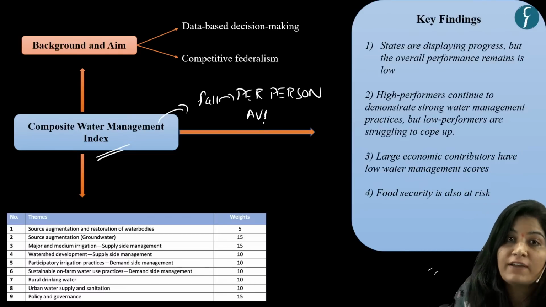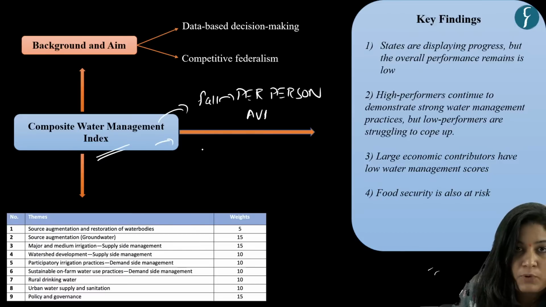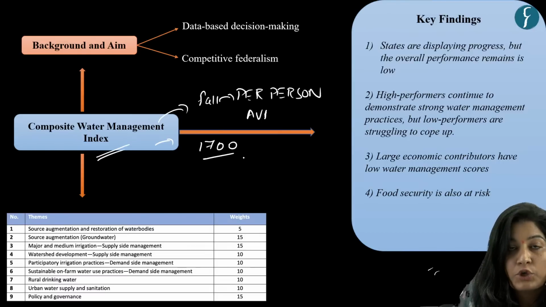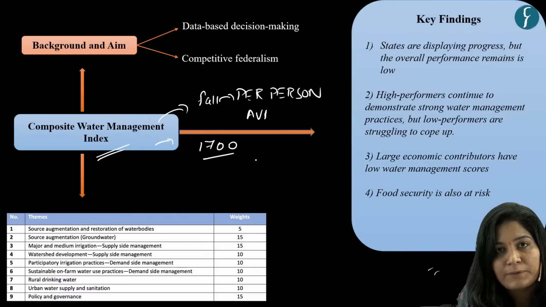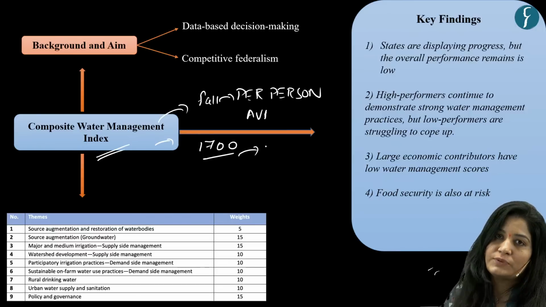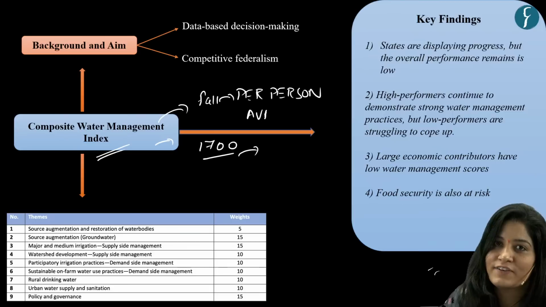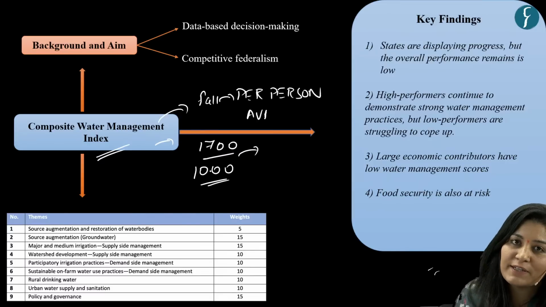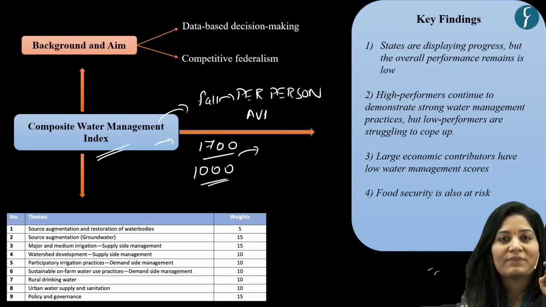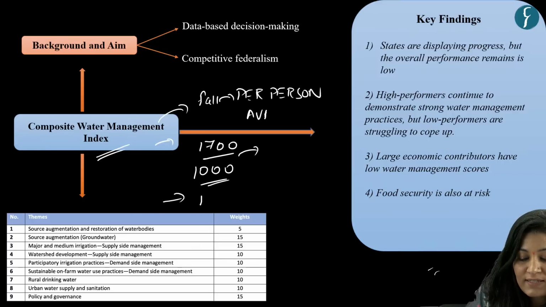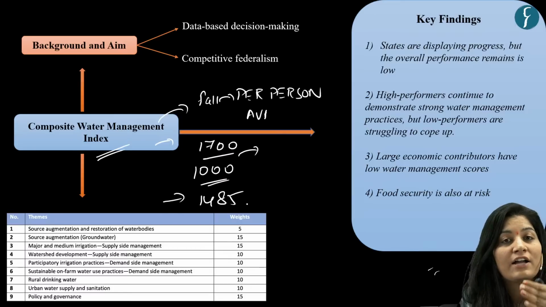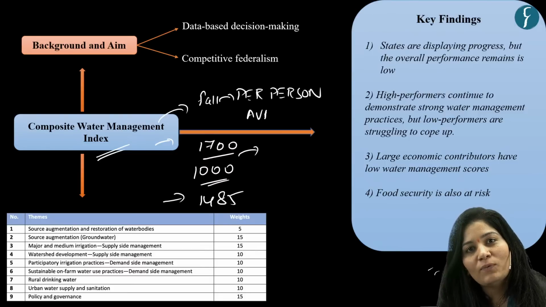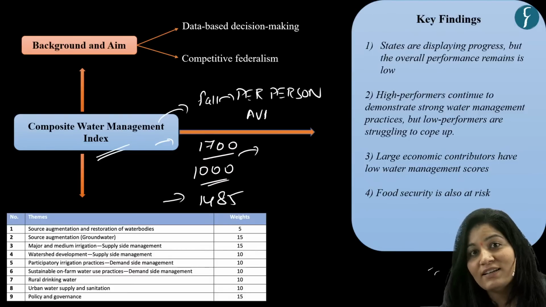per person water availability. According to this report, if that availability is 1700 cubic meter per person per year, then there is a water shortage. If it is less than 1700 cubic meter, and if that ratio is 1000 cubic meter per person per year, then there is water scarcity. And in India, the value is 1485 cubic meter. So we are a water stressed country, moving towards water scarcity.